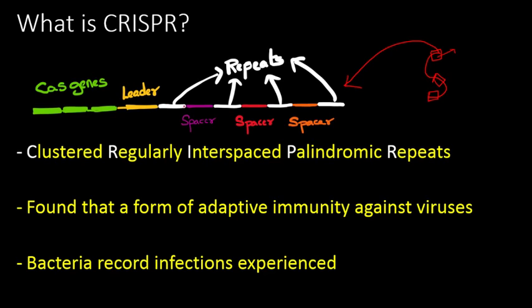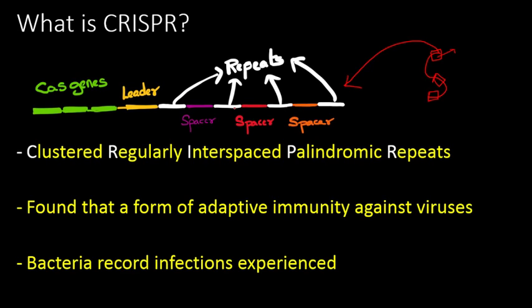The white is the repeat, and they were palindromic. That means the base pairs, if you read from this direction or this direction, it is the same. That is what you call a palindrome. So it is clustered within the genome, and within the clusters there were regularly interspaced palindromic repeats, and in between the repeats were spaces, and these spaces varied from one to another, and they were never the same.